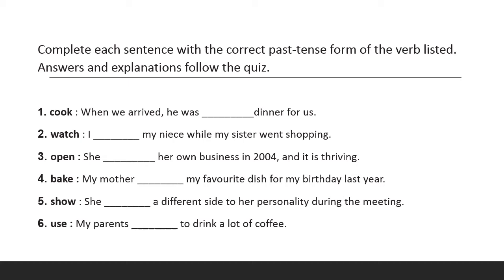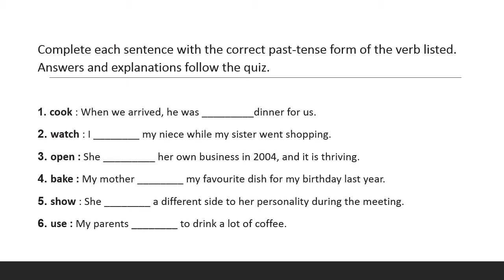Now let's complete each of these sentences with the correct past tense form of the verb given. Cook. When we arrived, he was ___ dinner for us. Watch. I ___ my niece while my sister went shopping. Using the verb watch, now we have to write the past tense form. She ___ her own business in 2004 and it is thriving. My mother ___ my favorite dish for my birthday last year. She ___ a different side to her personality during the meeting.